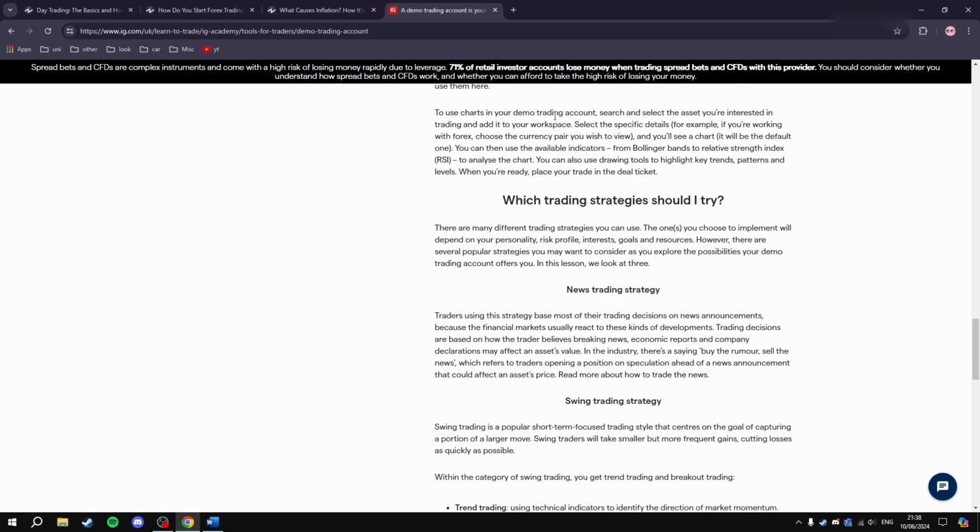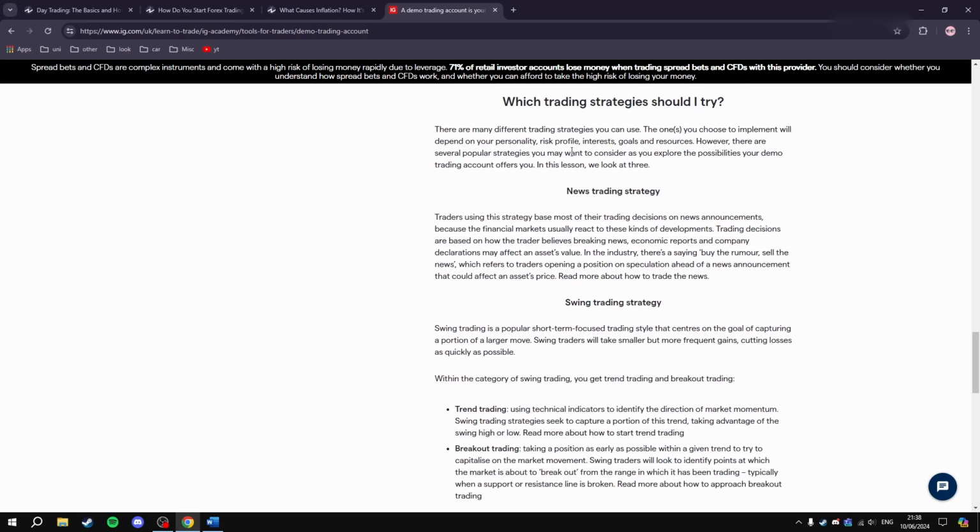To use charts in your demo trading account, search and select the asset you're interested in trading and add it to your workspace. Select the specific details. For example, if you're working with Forex, choose the currency pair you wish to view, and you'll see a chart. It will be the default one. You can then use available indicators from Bollinger Bands to Relative Strength Index to analyze the chart. You can also use drawing tools to highlight key trends, patterns, and levels. When you're ready, place a trade in the deal ticket.